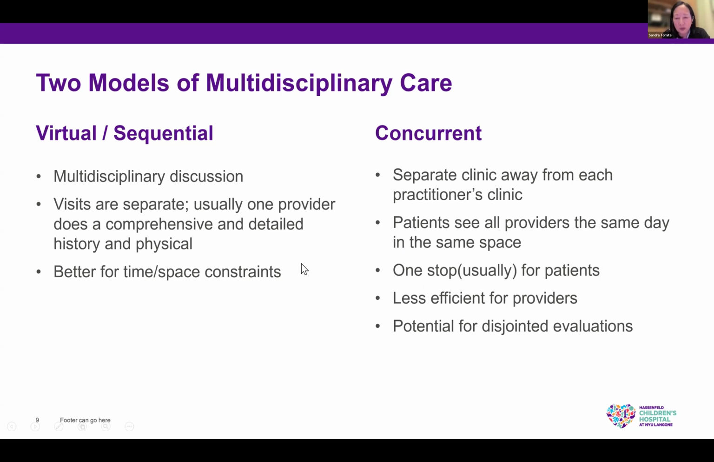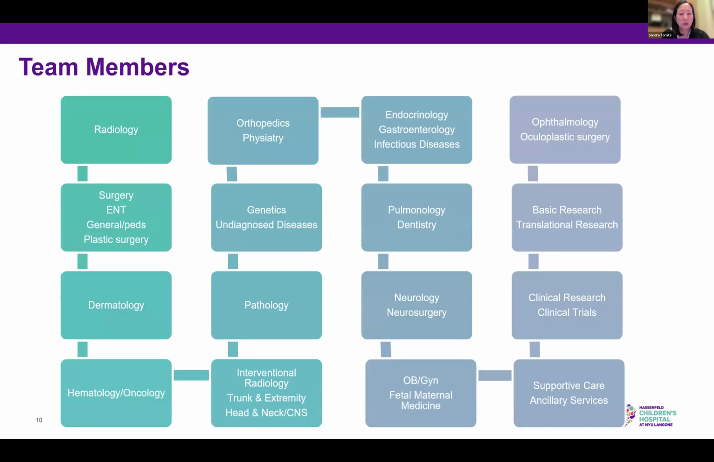There's a potential for some disjointed evaluations, but a lot of programs make this model work. And one thing to think about is the reimbursement for multiple providers may be difficult. So if one is to establish a vascular anomalies program, these are the team members that should be considered, with probably the more important ones towards the left of the screen.